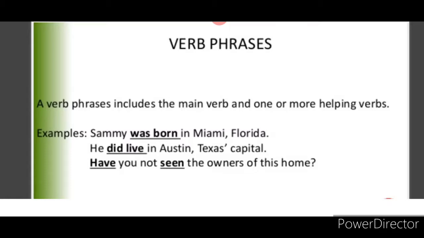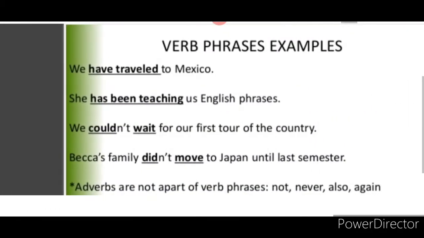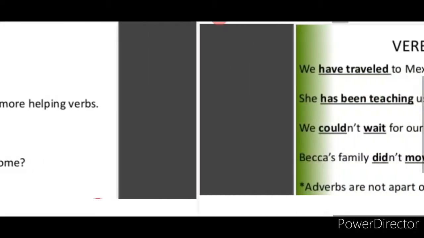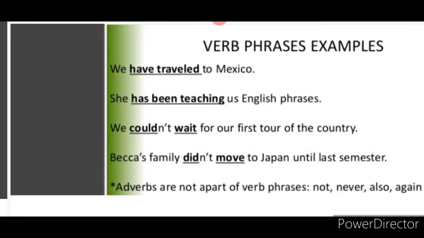Okay children, I hope you have understood what a verb phrase is. Some more examples they have given. We have traveled to Mexico. Have is the helping verb, traveled is the main verb. Next, has been teaching. It is not compulsory that we must have only one helping verb and one main verb. It may be one or more, as we have seen already. So here has is one helping verb, been is one more helping verb, and teaching is the main verb. So, has been teaching. Next, couldn't wait. We couldn't wait for our first tour of the country.